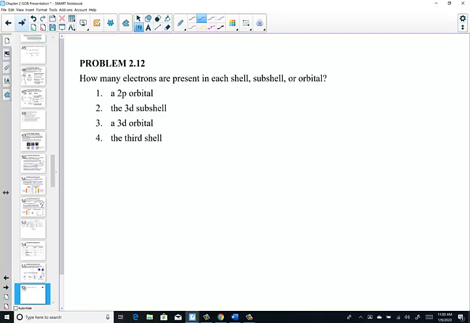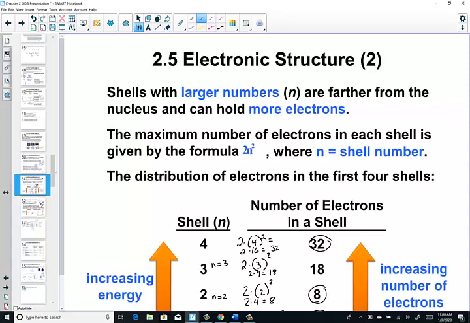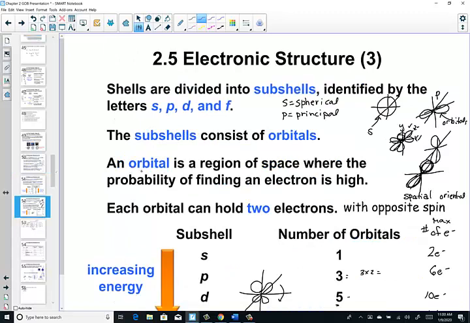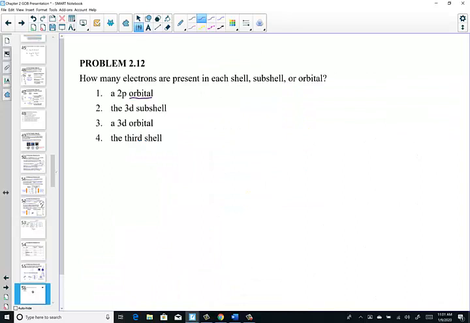The first reads a 2p orbital. So let's remember what the term orbital means from our previous page. What is an orbital? I'm trying to find the page where we defined it. An orbital is a region of space where the probability of finding an electron is high. Each orbital can hold only 2 electrons with opposite spin. The reason I took some time to find that is the following.